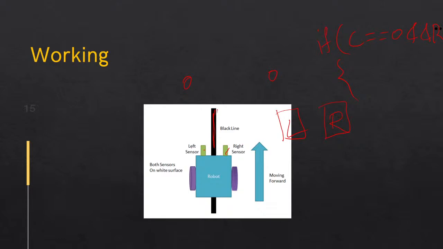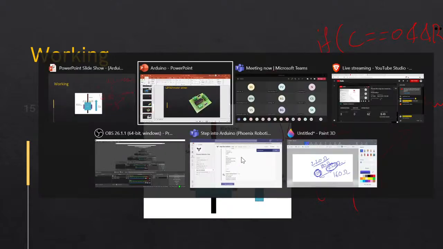Not one anti-clockwise and one clockwise, because then it differs. So when you are moving forward, both motors have to move clockwise. This is the left motor and this is the right motor. So both motors will move forward and it will not turn. The same thing I will code here in Tinkercad.